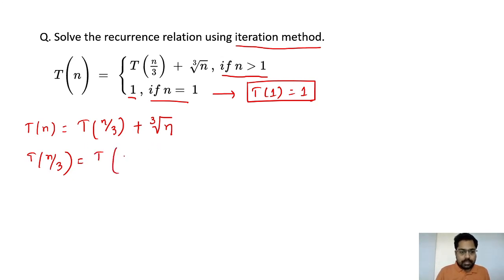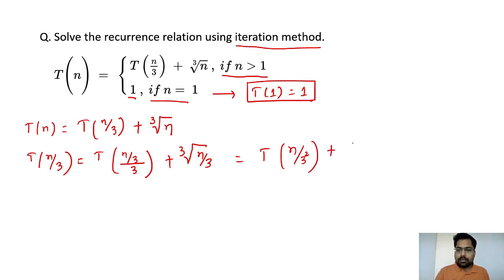So for T(n/3), in place of n you write n/3. Here it is n/3 divided by 3, and you simplify it better: 3 times 3 is 9, or 3 squared. And here you write (n/3) to the power 1/3. I'm just simplifying it, and it's 9, because 3 into 3 will be 9.